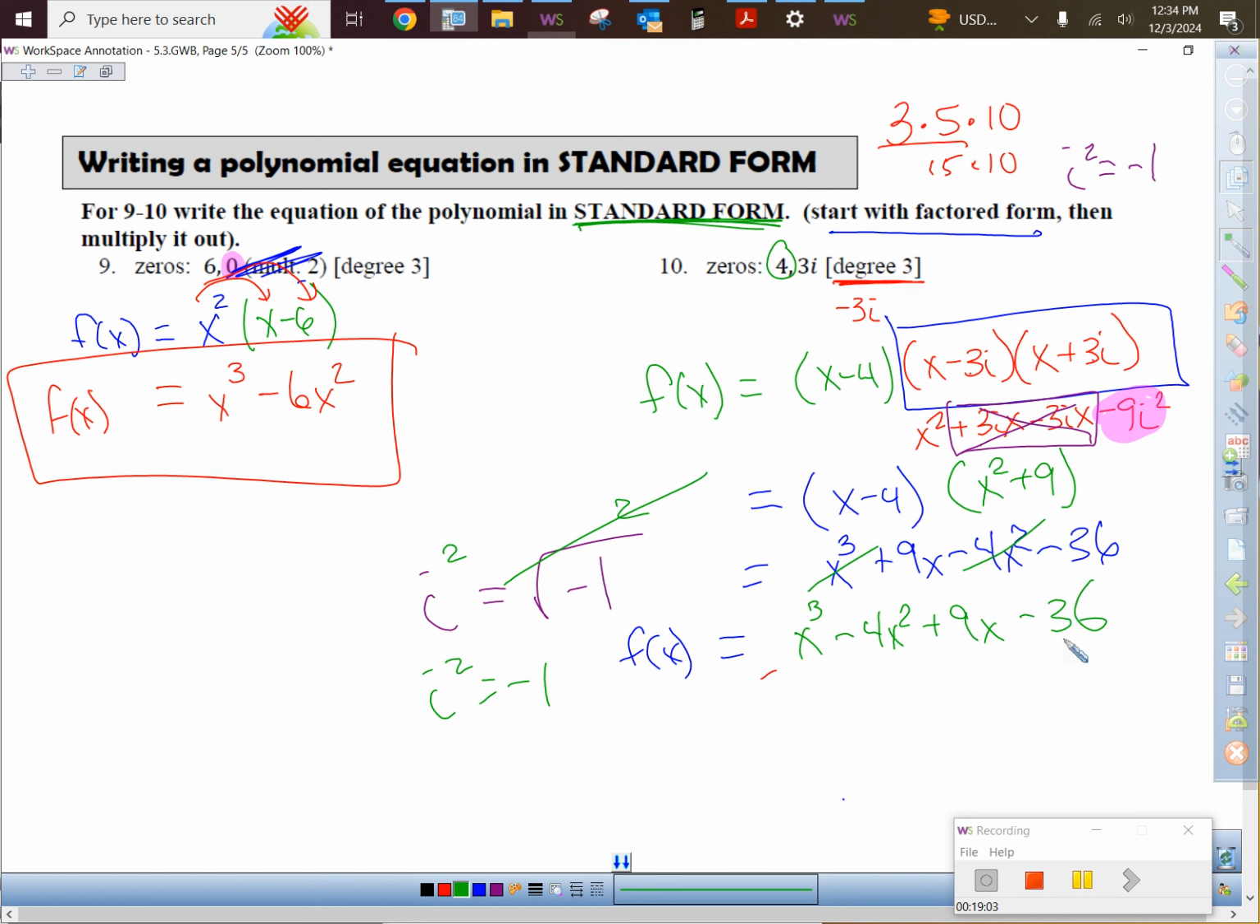And man, if we graph this dude right here, it would be an odd degree. He's got 3 zeros. We'd see one of them at 4, but the other 2 we wouldn't see because they're imaginary. What an awesome thing, man.